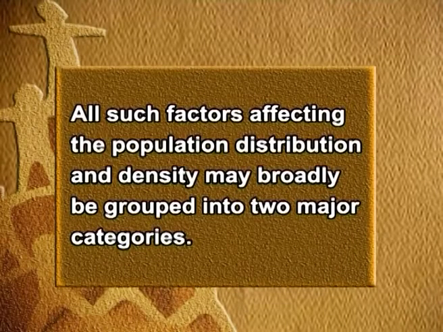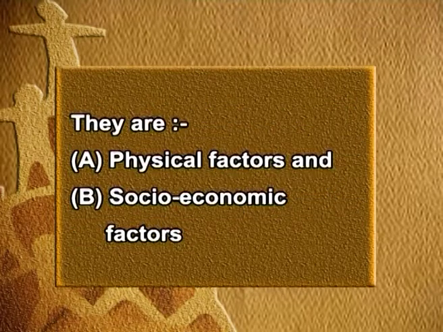Physical factors responsible for uneven distribution of population. As the spatial spread of population in India is not uniform, there are very wide regional variations. Let us discuss what factors are responsible for these variations. All such factors affecting the population distribution and density may broadly be grouped into two major categories. They are physical factors and socio-economic factors.